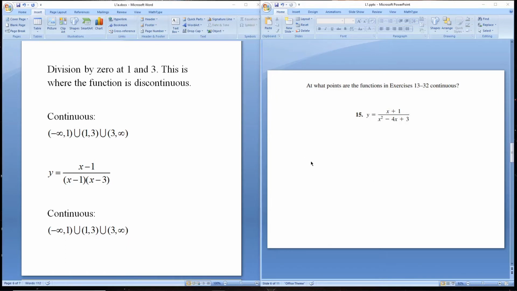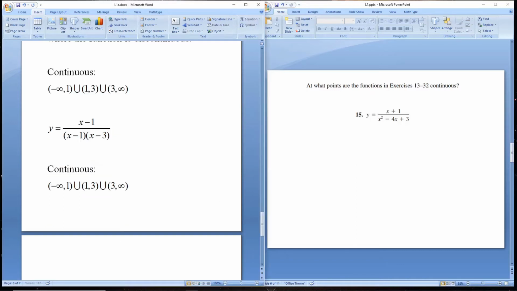So if you don't have a good tool to graph, Desmos, D-E-S, is a great graphing program that I use a lot.